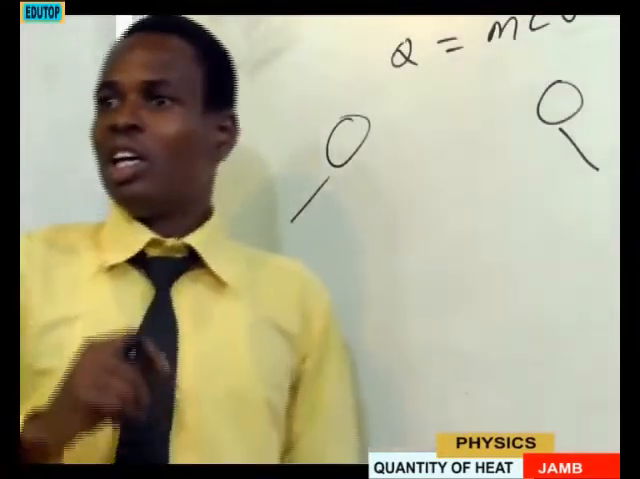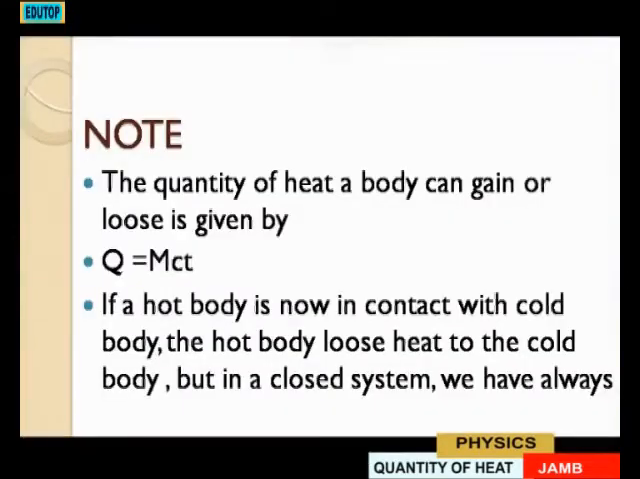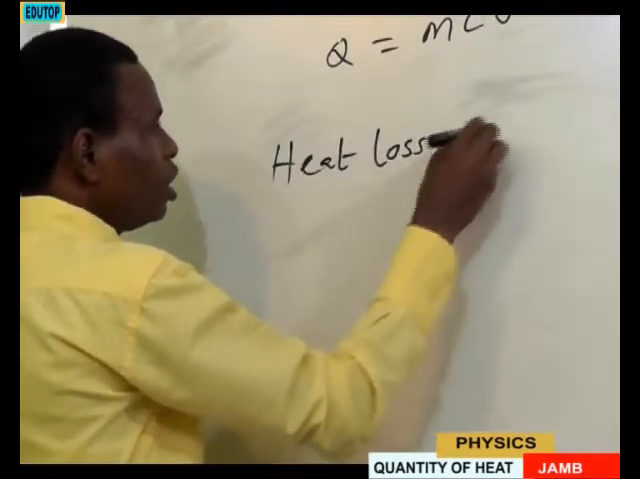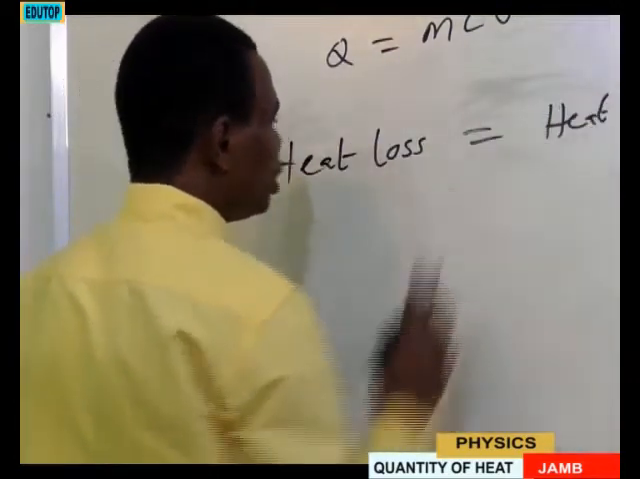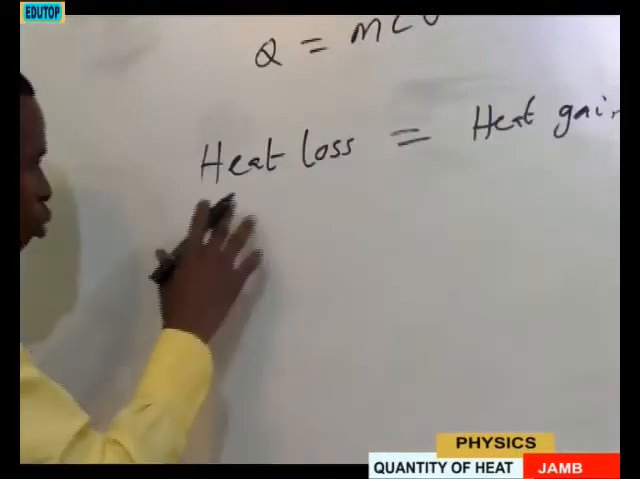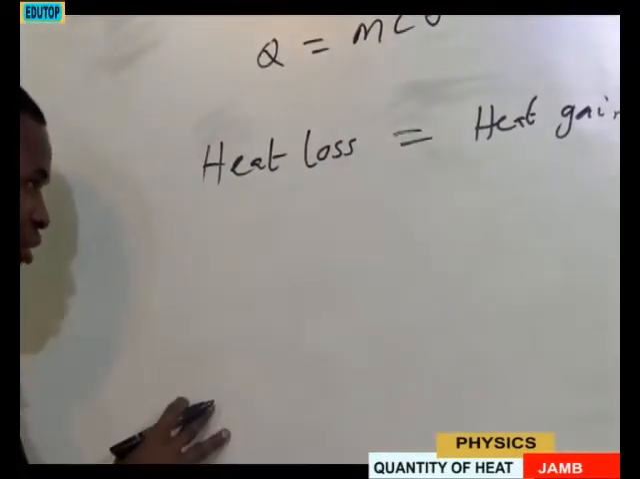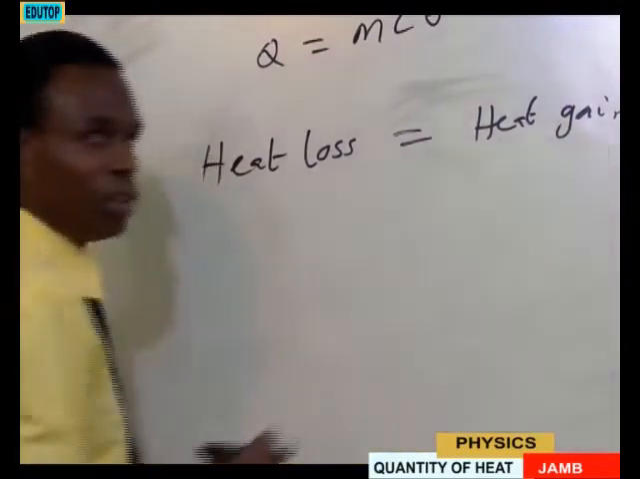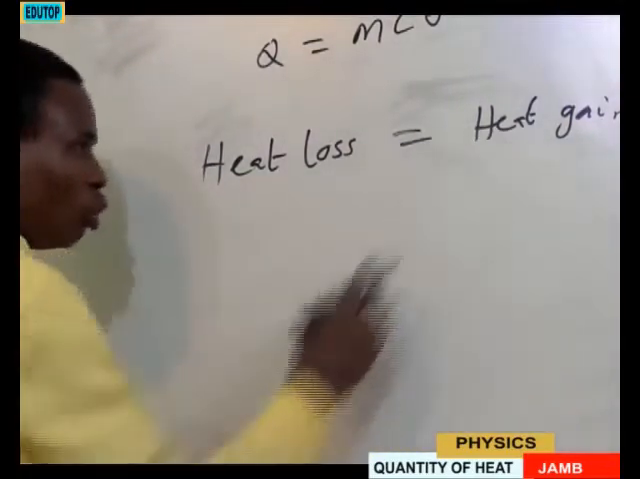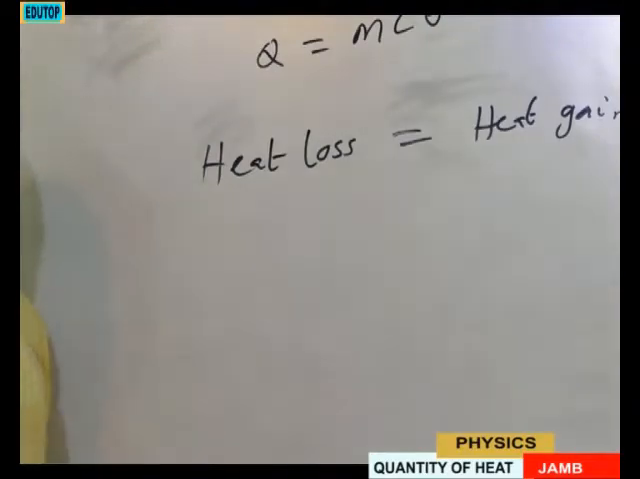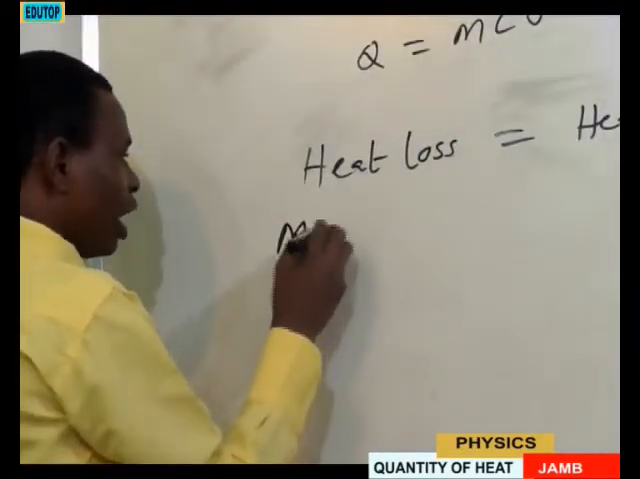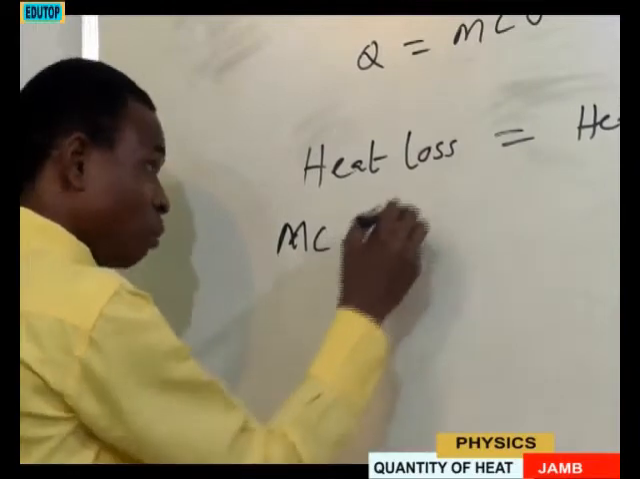Okay? So if a hot body is in contact with a cold body, the hot body loses heat to the cold body, but in a closed system, we will always have what we call heat loss is equal to heat gain. This one is very important. One body must lose heat, another body must gain heat. Heat loss is equal to heat gain. And generally we can have something like this: mcθ, this is temperature.